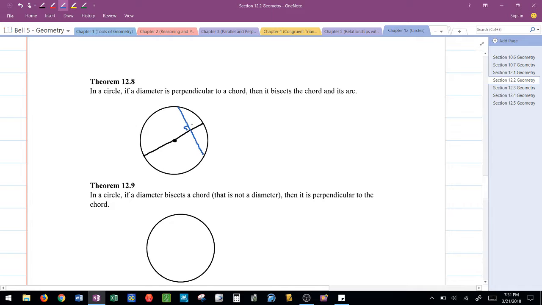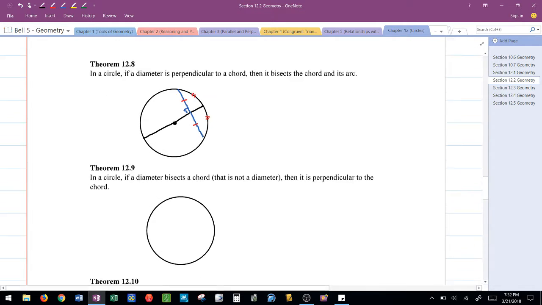All right, if this is occurring, then I know this has to be true. I know that this piece of the chord and this piece of the chord have to be congruent. And I also know this piece of the arc and this piece of the arc have to be congruent. So a diameter will split that chord, as long as it's perpendicular to the chord, into two equal pieces, and it will also split the arc into two congruent pieces.